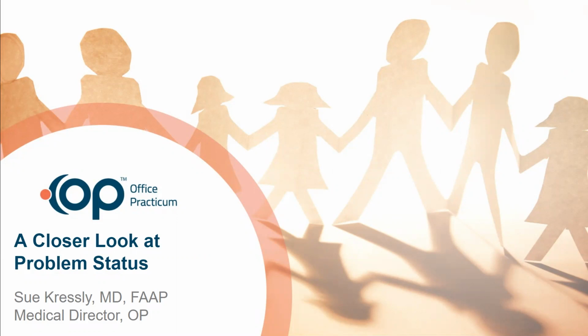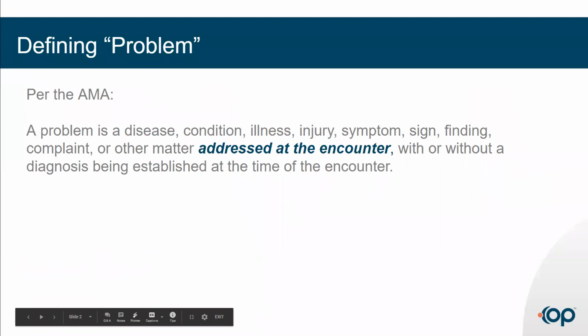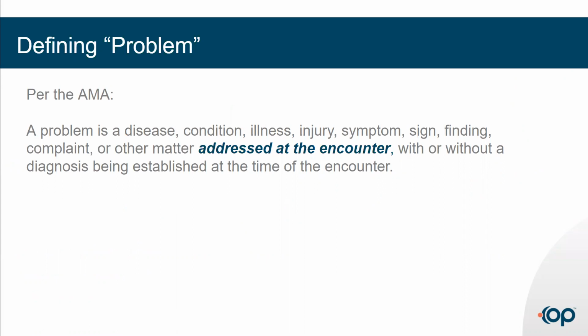To make sure all of you are informed and empowered with the 2021 code changes, let's take a look at problem status and see how OP can assist you. Per the AMA, they defined problems as a disease, condition, illness, injury, symptom, sign, finding, complaint, or something else that you address at the encounter, with or without a diagnosis being established at that time. And notice they emphasize addressed.